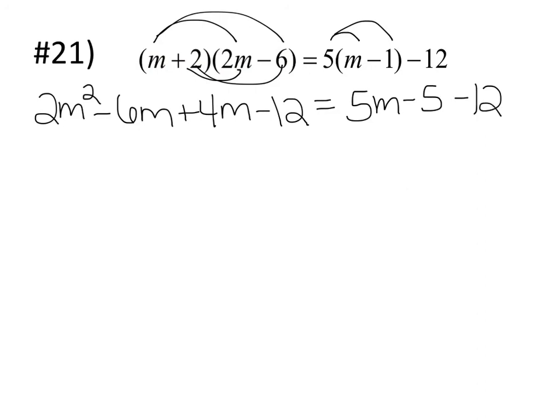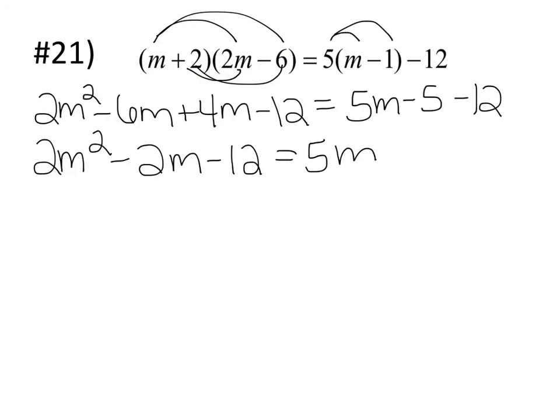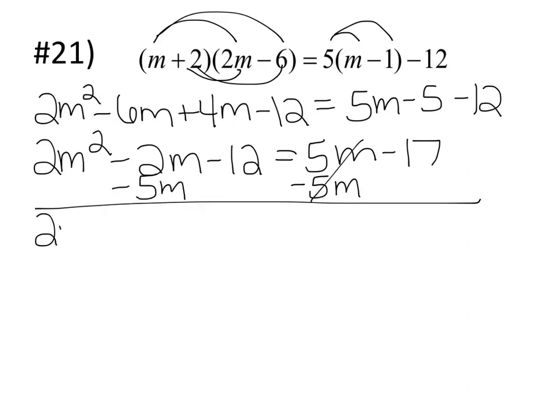Now let's go ahead and clean up anything we can. Negative 6m and 4m are like terms, so I can combine them. Negative 6m plus 4m is negative 2m minus 12 equals 5m, and then negative 5 minus 12 are both like terms, so that's minus 17. Now I need to set the whole thing equal to 0 in order to be able to use the quadratic formula. So I'm going to subtract 5m from both sides, leaving me 2m squared minus 7m minus 12 is equal to negative 17.